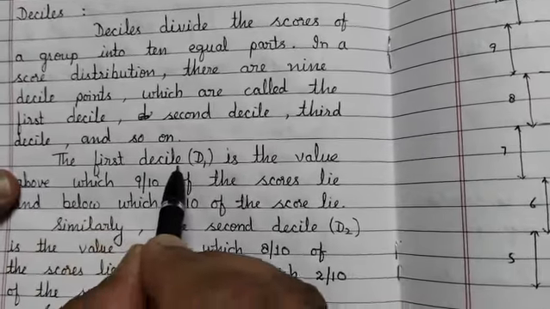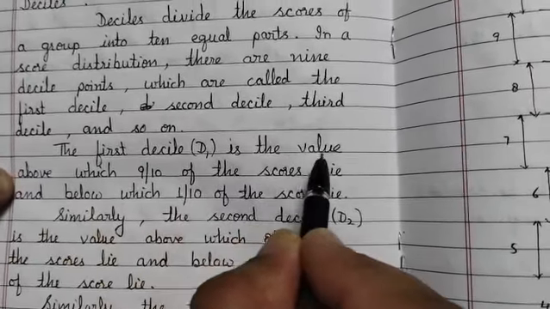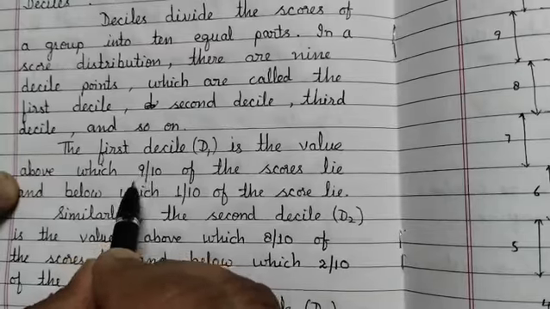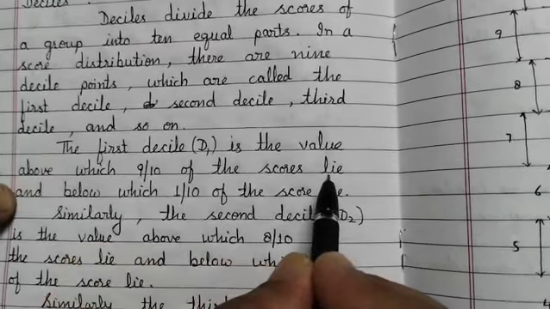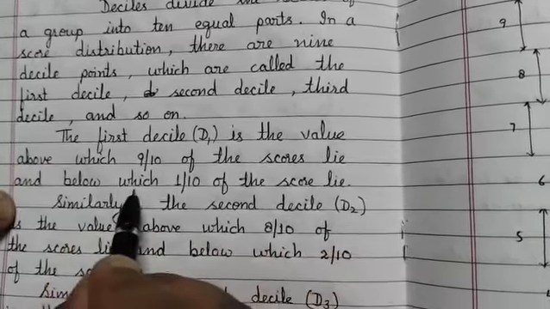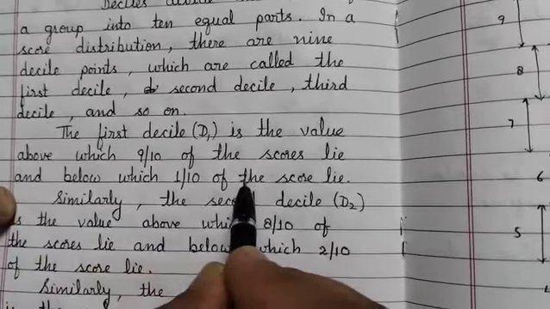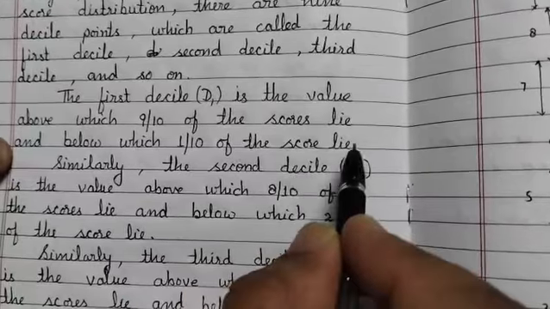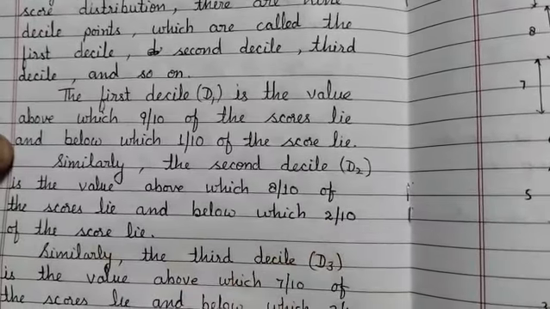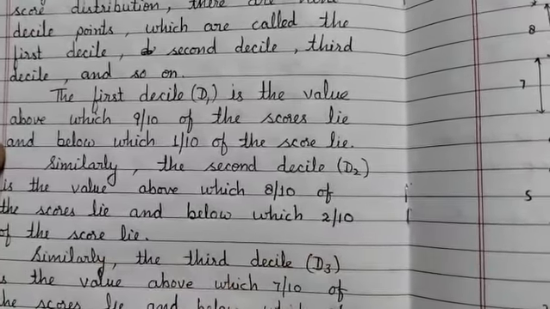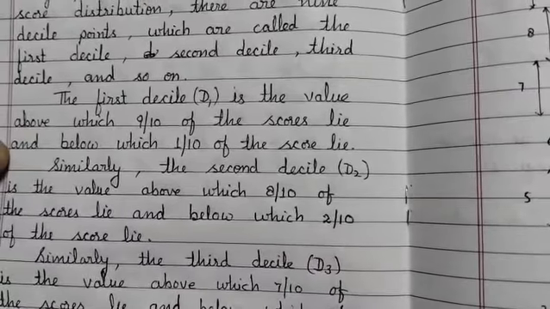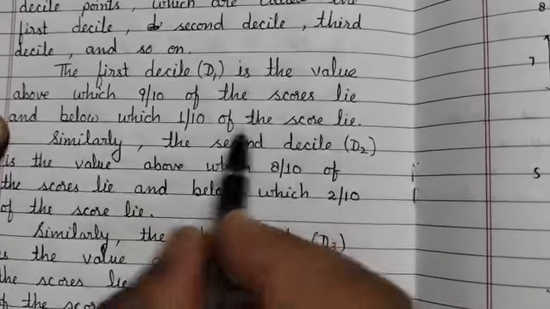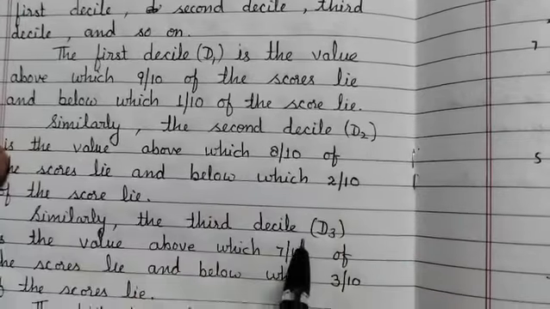The first decile, D1, is the value above which 9 by 10 of the scores lie, and below which 1 by 10 of the scores lie. That is 9 by 10 plus 1 by 10, which is equal to (9 plus 1) divided by 10, that is 10 by 10, which is equal to 1.